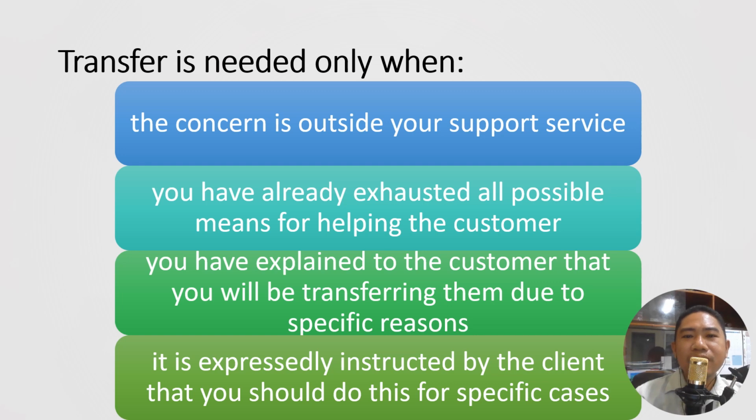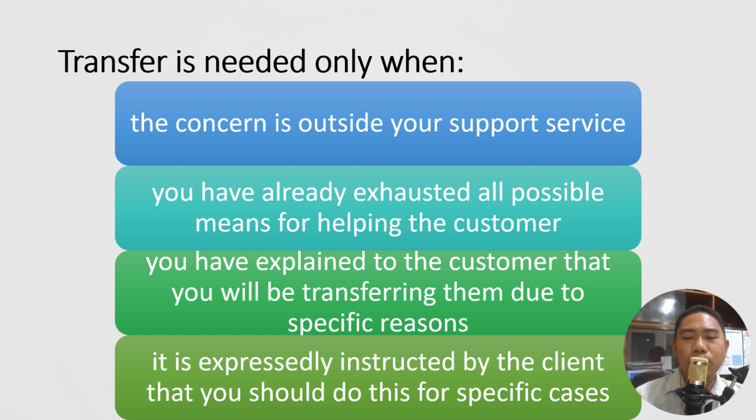So there are specific cases where transfers are needed. Depending on the company, they may add specific situations or specific issues that need to be transferred. But generally, we are going to discuss these situations. Transfer is needed only when the concern is outside your support service. That's number one. Meaning to say, if the concern is out of your scope, out of your powers, definitely you cannot help the customer with that particular issue.